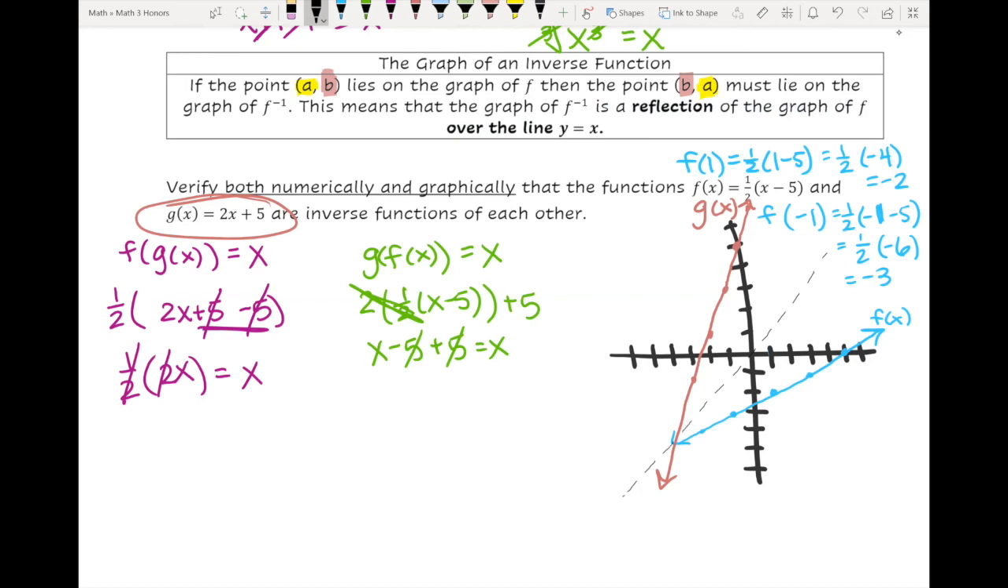And in order to be a reflection over that line, this point 0, 5, if I swap my x and y, should turn into the point 5, 0. Which, let's see, 1, 2, 3, 4, 5, 0. Yes, another point. So maybe this point, -1, 3. If I swap the x and y, I should get the point 3, -1, which here's our point 3, -1. So this is true. It is a reflection over the line y equals x. We've shown graphically and algebraically that this is an inverse function.